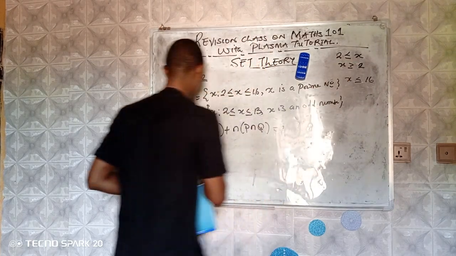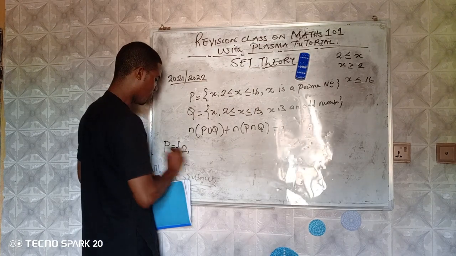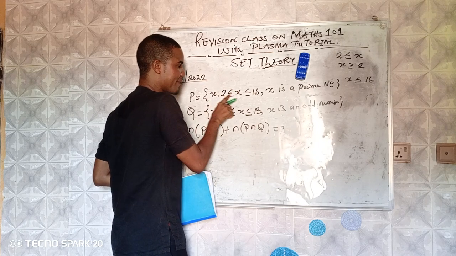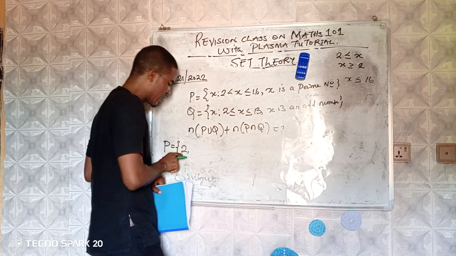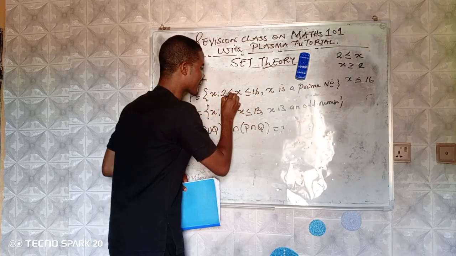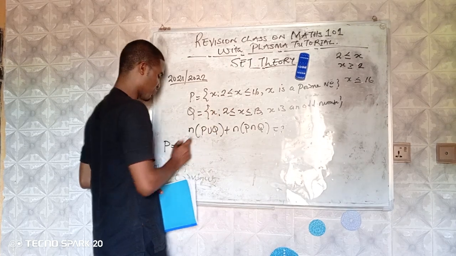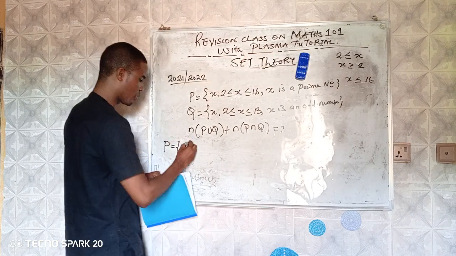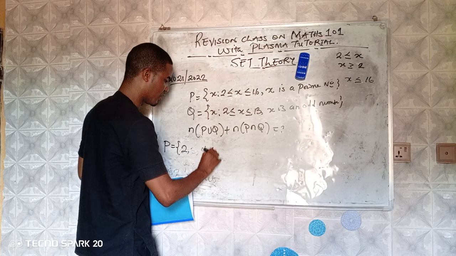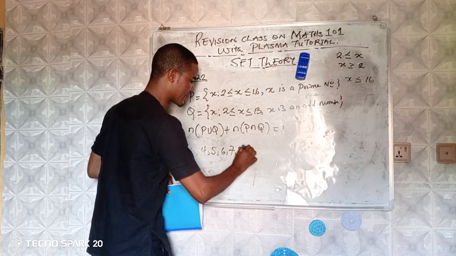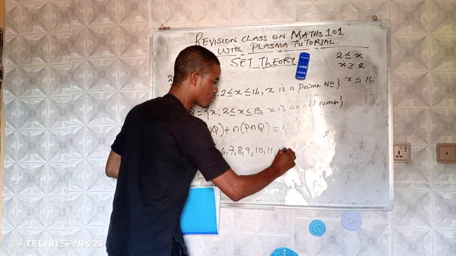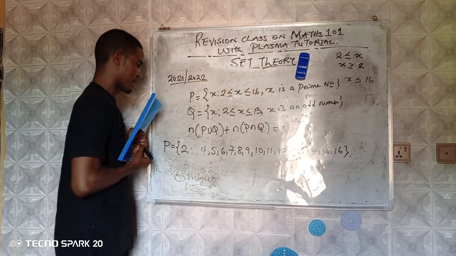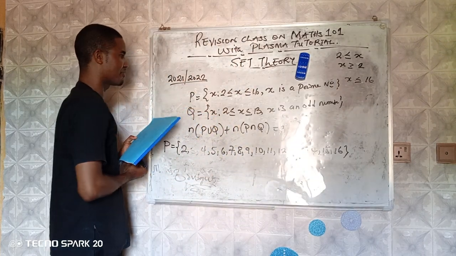The same thing applies to here. So the elements of P will start from 2. Why is it starting from 2? Because of this sign here, X is greater or equals to 2. If there was no equals sign here, it would be X is greater than 2, so it will start from 3. But because of the presence of this sign here, it will start from 2. So X is greater or equals to 2, but it's less or equals, so we terminate at 16. So we have 2, 3, 4, 5, 6, 7, 8, 9, 10, 11, 12, 13, 14, 15, 16. Okay. We have seen the elements of P being listed out.